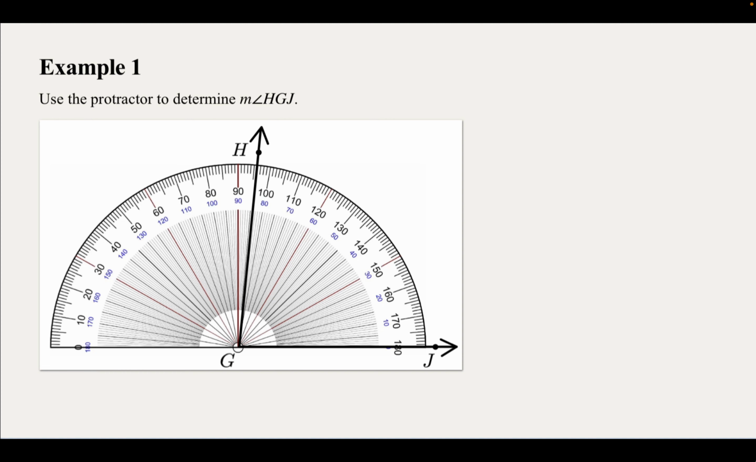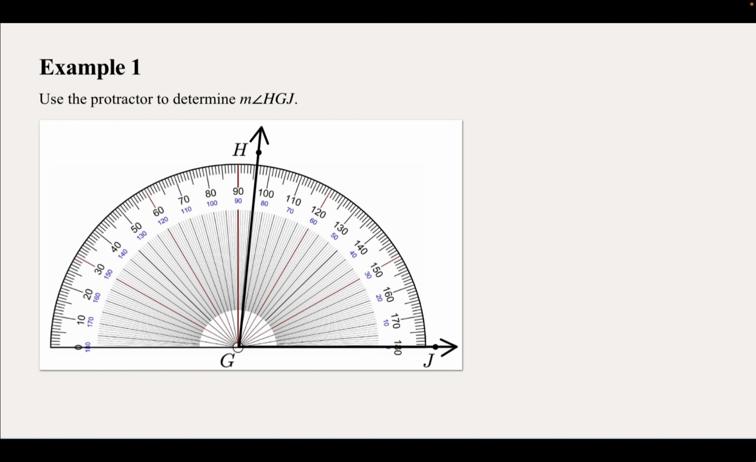Let's use a protractor to find the measure of angle HGJ. Now, when you look at a protractor, you see two sets of numbers. One of them is increasing in one direction. The other one is increasing in the other direction. So to use a protractor, what you do is you line up your vertex with that center part. Usually there's a little circle there. And then you line up one side against the edge of the protractor.